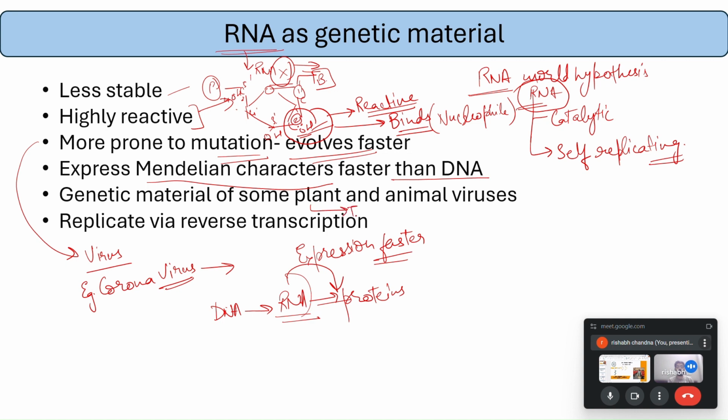So in plants we discussed the tobacco mosaic virus, and in animal viruses we discussed HIV, or the human immunodeficiency virus. And RNA, being the genetic material, replicates either through RNA dependent polymerization, or through DNA dependent RNA polymerization, that is through reverse transcription.